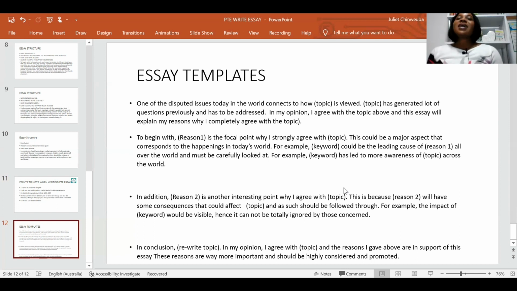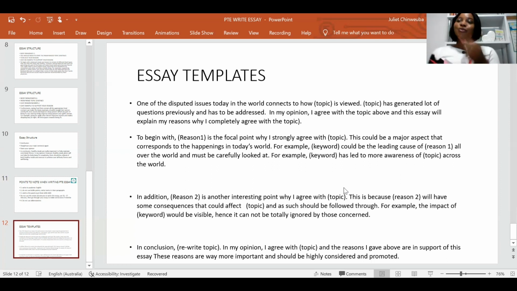So this is a template. Now, templates are not cast in stone. I have a video that also adds to this one. I'm going to add it in the description part of this video about PTE templates. I think you should see that video. PTE templates are not cast in stone.